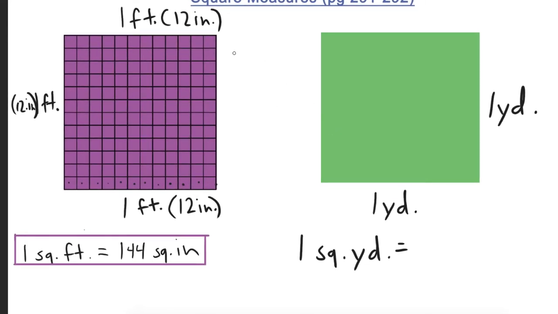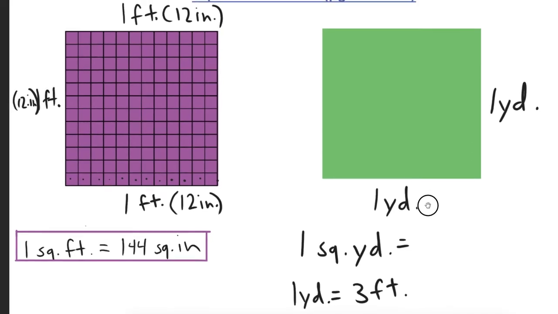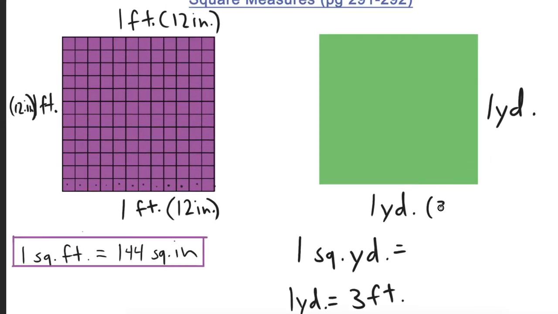So obviously we know that 1 yard equals how many feet? 3 feet, right? So 1 yard equals 3 feet. So we have to multiply all of this by 3, correct? So if I multiply 1 yard by 3, I will get 3 feet. And the same over here, right?